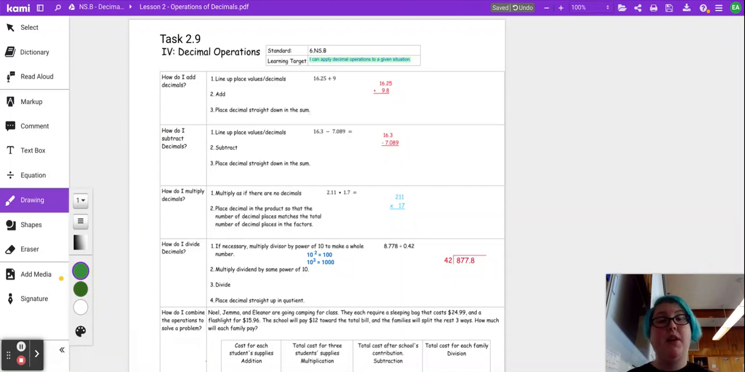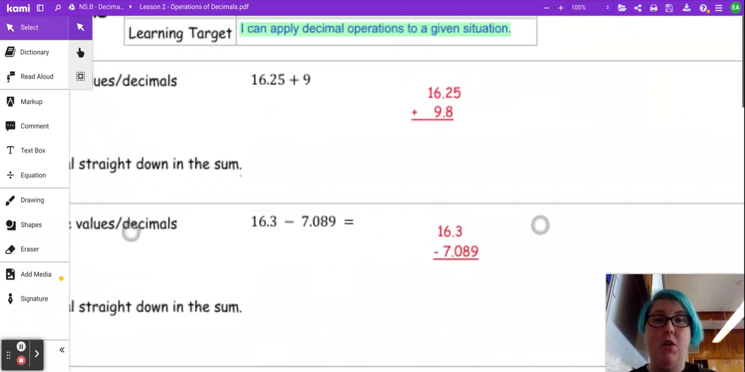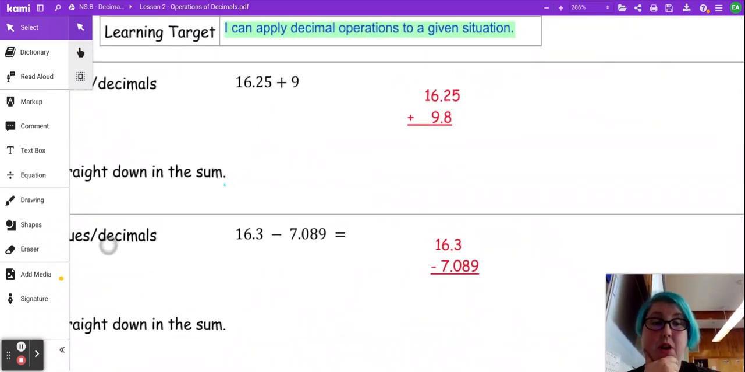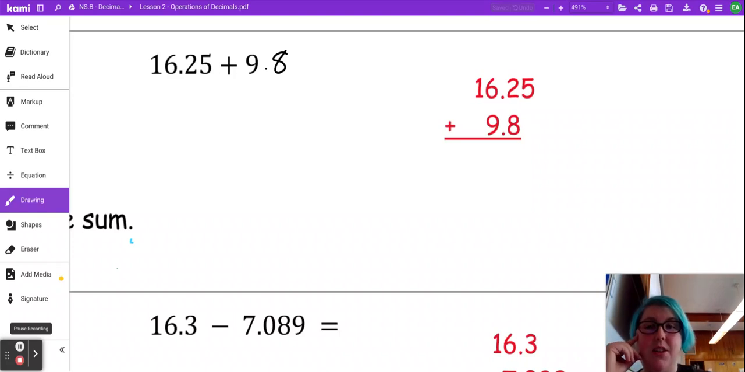We're applying decimal operations to given situations. So you can see on your notes, we're going to talk about adding, subtracting, multiplying, and dividing. Before we do that, please know I am not going to go over place value. So thinking about the ones and tens versus the tenths and hundredths, there's a link if you need to go over that. So let's get into addition.